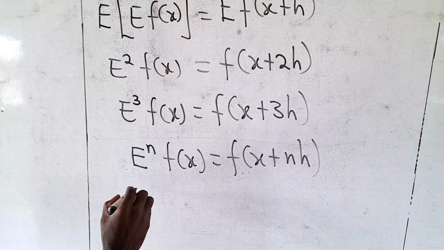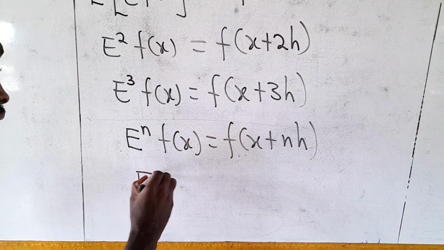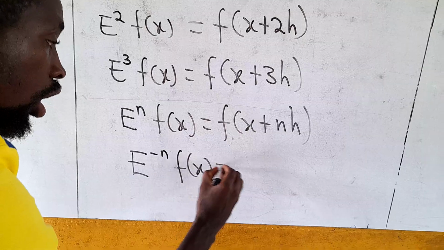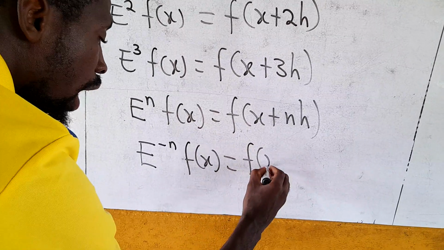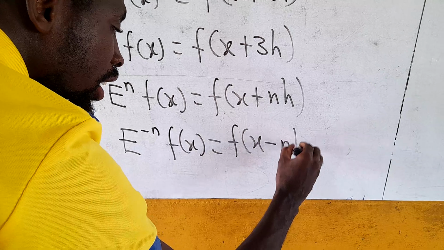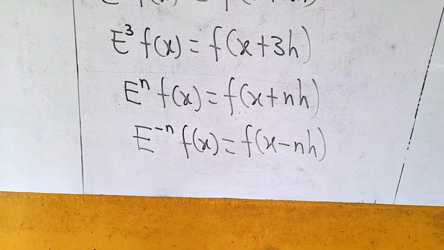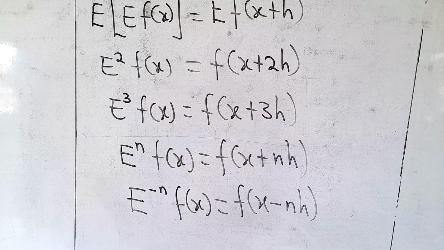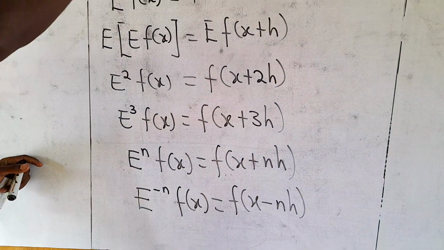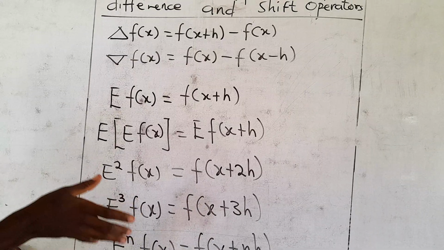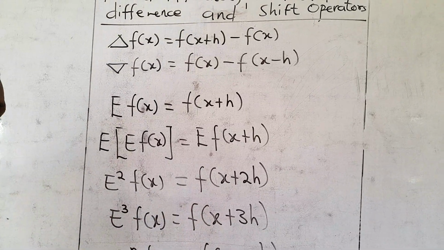So we can also say that E exponent negative n of a function is equal to f of x minus nh. Remember the n is negative n, so minus nh. I hope you get that. This is very, very interesting. So now we see the relationship between the shift operator and the forward difference operator, as well as the shift operator and the backward difference operator.